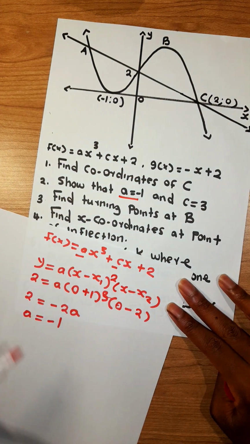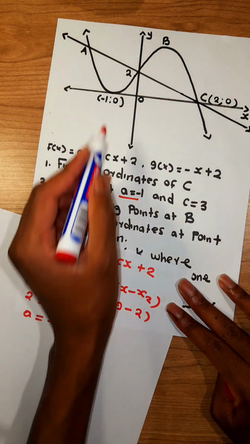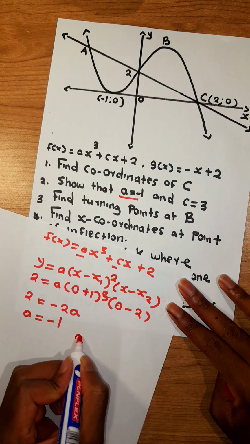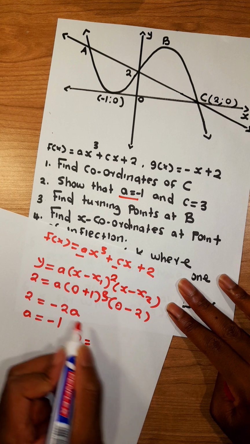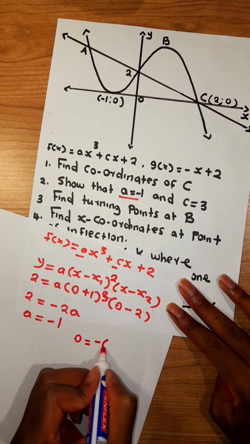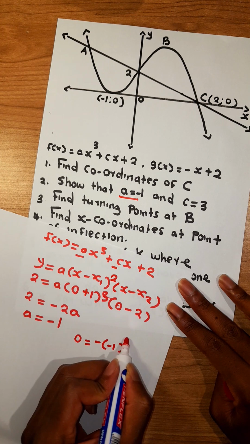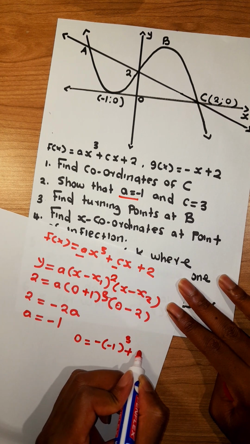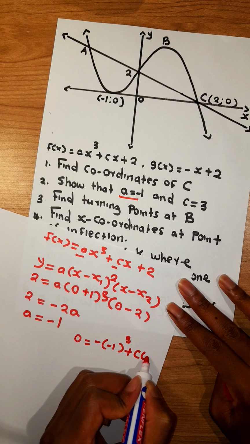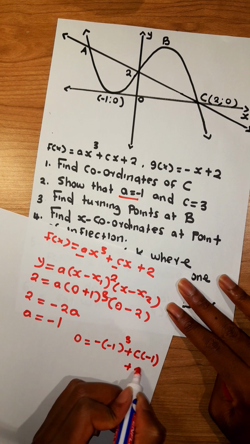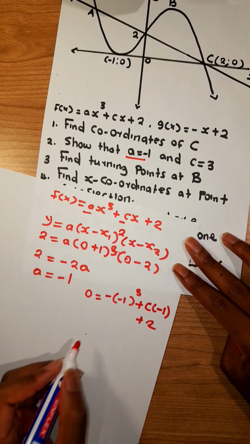Let me just choose this point. We know that when x is minus 1, the y is going to be 0. So I'm just going to put 0 in here. And then the value of a is minus 1, and x is actually minus 1. I'm going to put a cubed in here, plus, I'm trying to find the value of c, but my x is minus 1. And then I'm just going to add this positive 2. So what are we going to have?